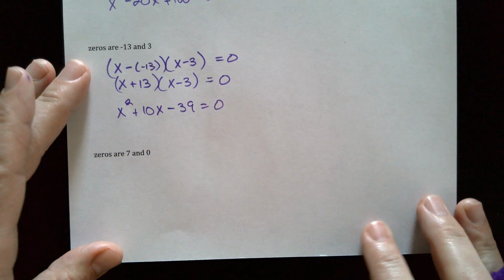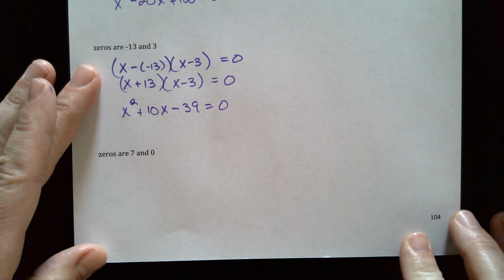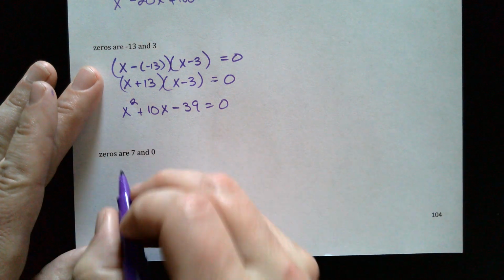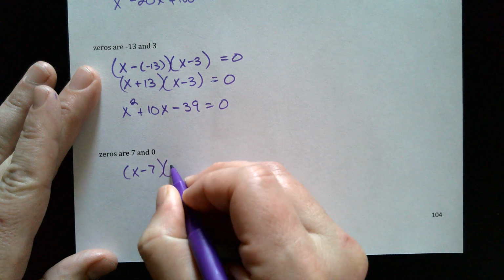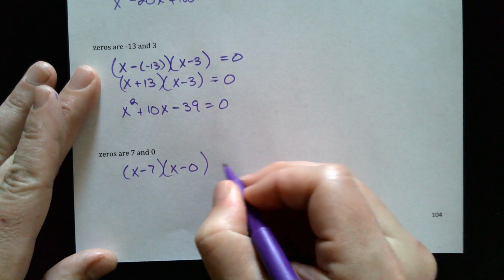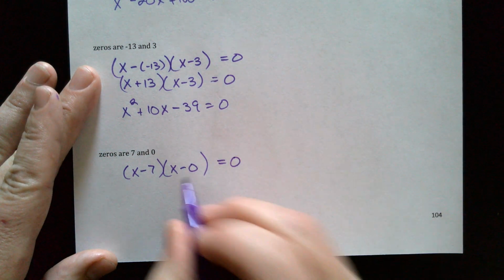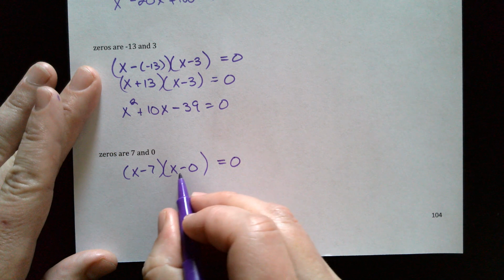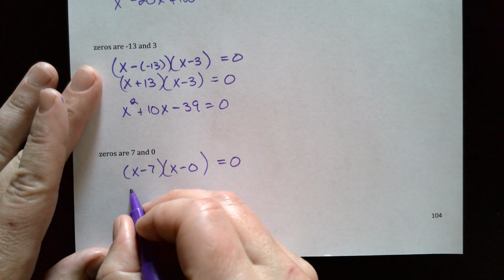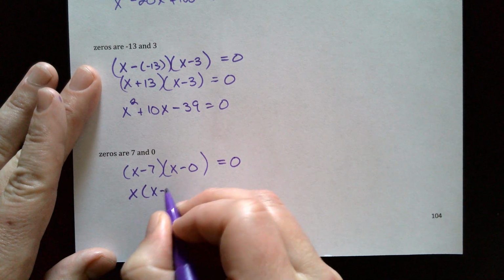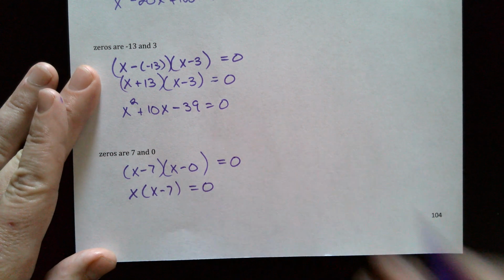Okay, one more. The zeros are 7 and 0. So that would mean x minus 7 and x minus 0. I know that x minus 0 doesn't make a whole lot of sense. You do need to clean that up. So instead of just writing x minus 0, that's just x. We'll stick it out front. So it'll be x times x minus 7 equals 0. That's how you would write that.